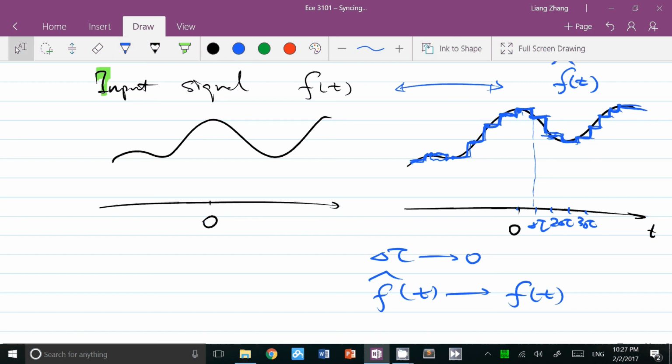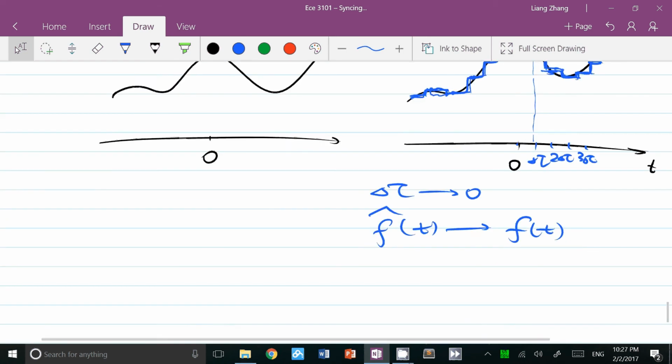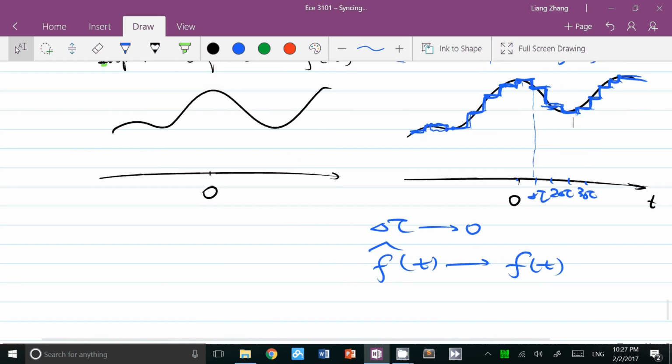The same logic applies to what we had before. Now, let's look at all of these staircases in a different manner. Let's look at it as a bunch of rectangles.